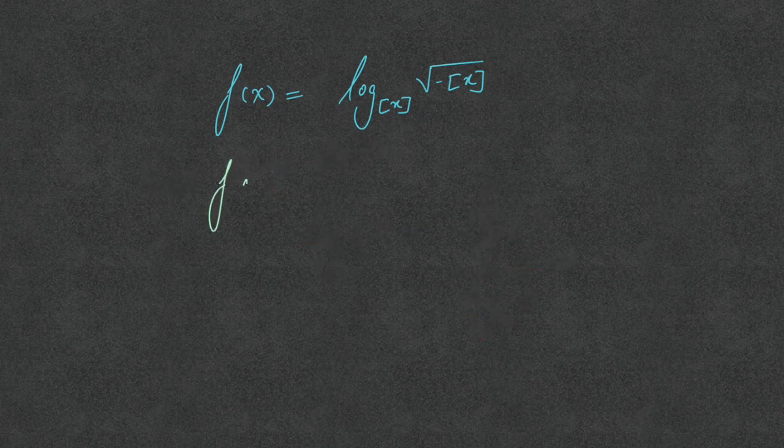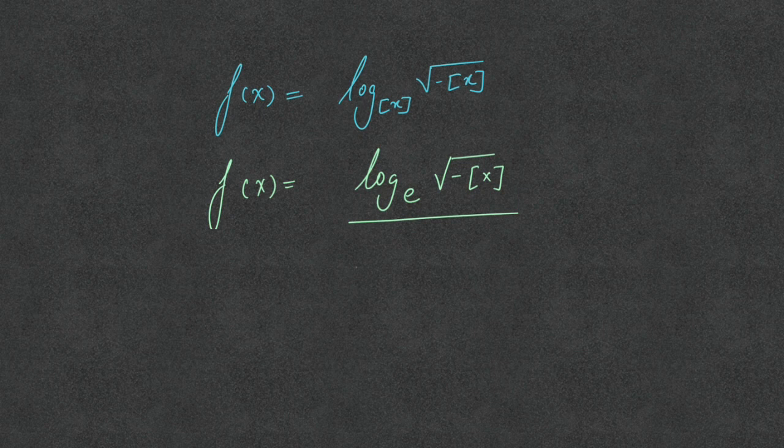I can write f of x as log of under root of minus of greatest integer of x with base e whole divided by log of greatest integer of x with base e. We can choose any base here, so I'll choose e, which is the Euler number.